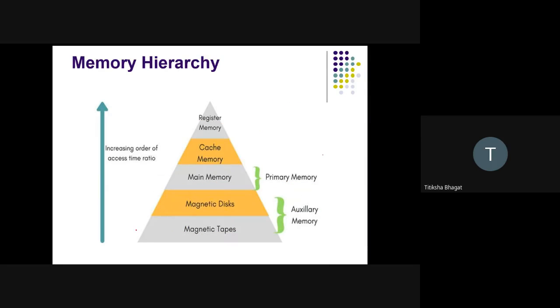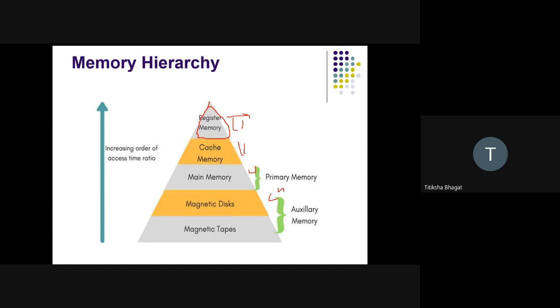Next we will see the characteristics of each and every memory. Each of these memories is at some level: one at the top level, the next at the next level. You can say this is L1, this is L2, this is level 3, this is level 4. So likewise you can differentiate. The memory at the top is the register memory. So let's talk about this register memory.